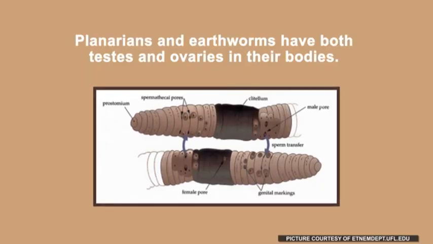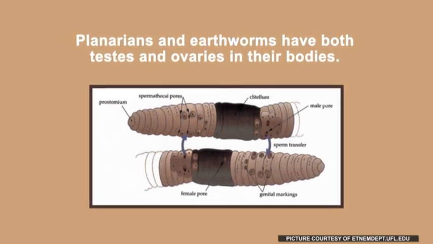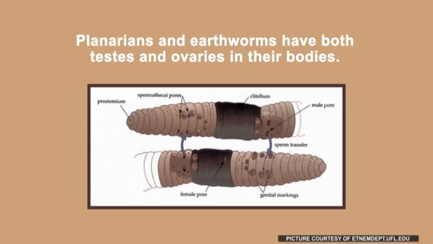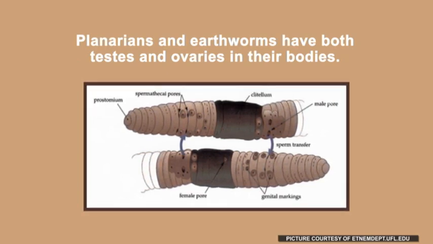Planarians and earthworms, however, have both testes and ovaries in their bodies. Thus, when mating, one worm donates sperm to another worm and both worms produce eggs.